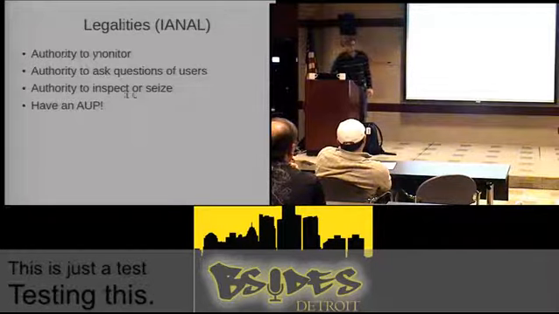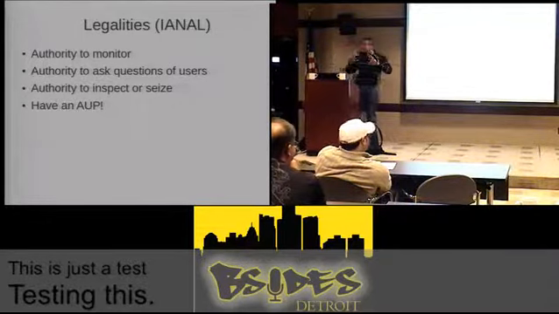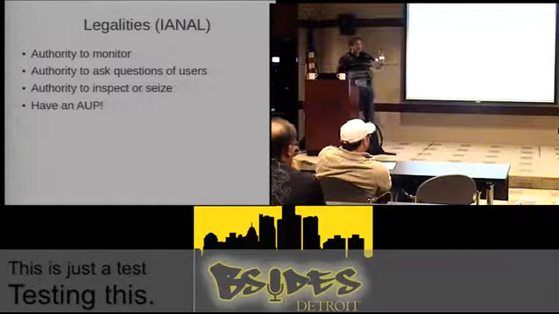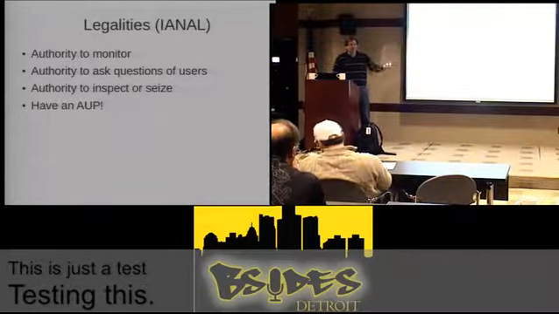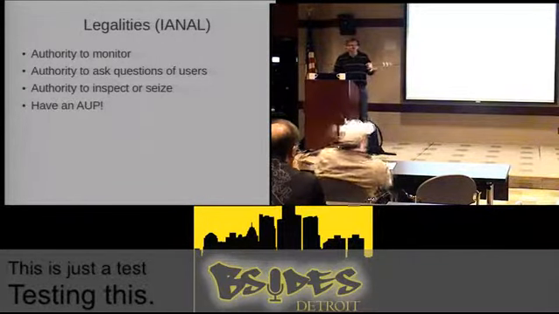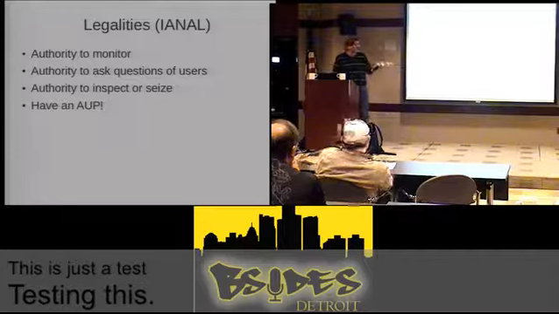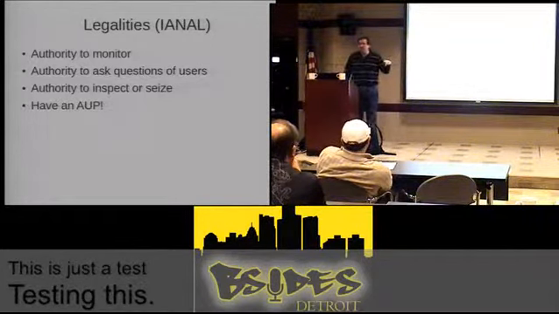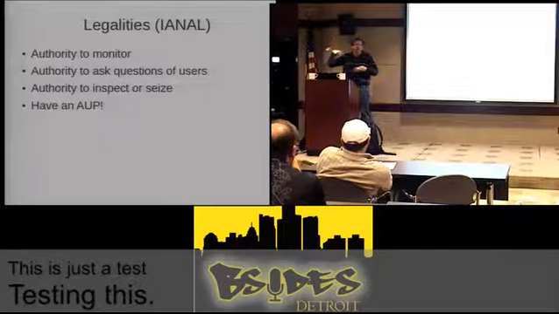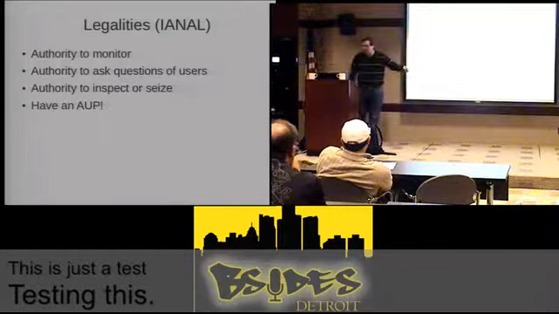Of course, I am not a lawyer, so I'm not qualified to talk about any of this, but I'm going to anyway. These are some of my opinions. If you're going to only focus on a few legal things, these are the things to focus on. Have authority to monitor your network. That seems obvious. Have authority to ask questions of users. I'll talk about that. Authority to inspect or seize things. That seems easy, except when it's a third party doing work for you. It's unclear how much rights you have to their hardware. And have an AUP, an acceptable use policy.